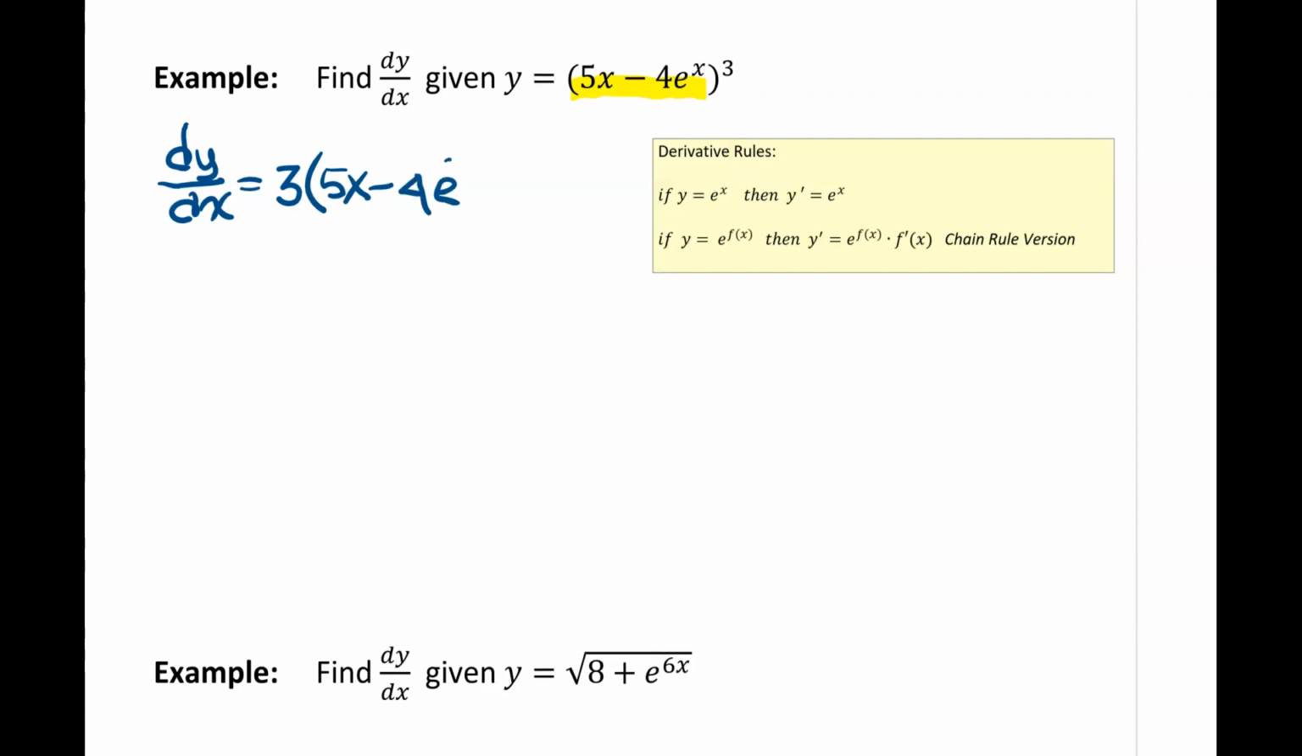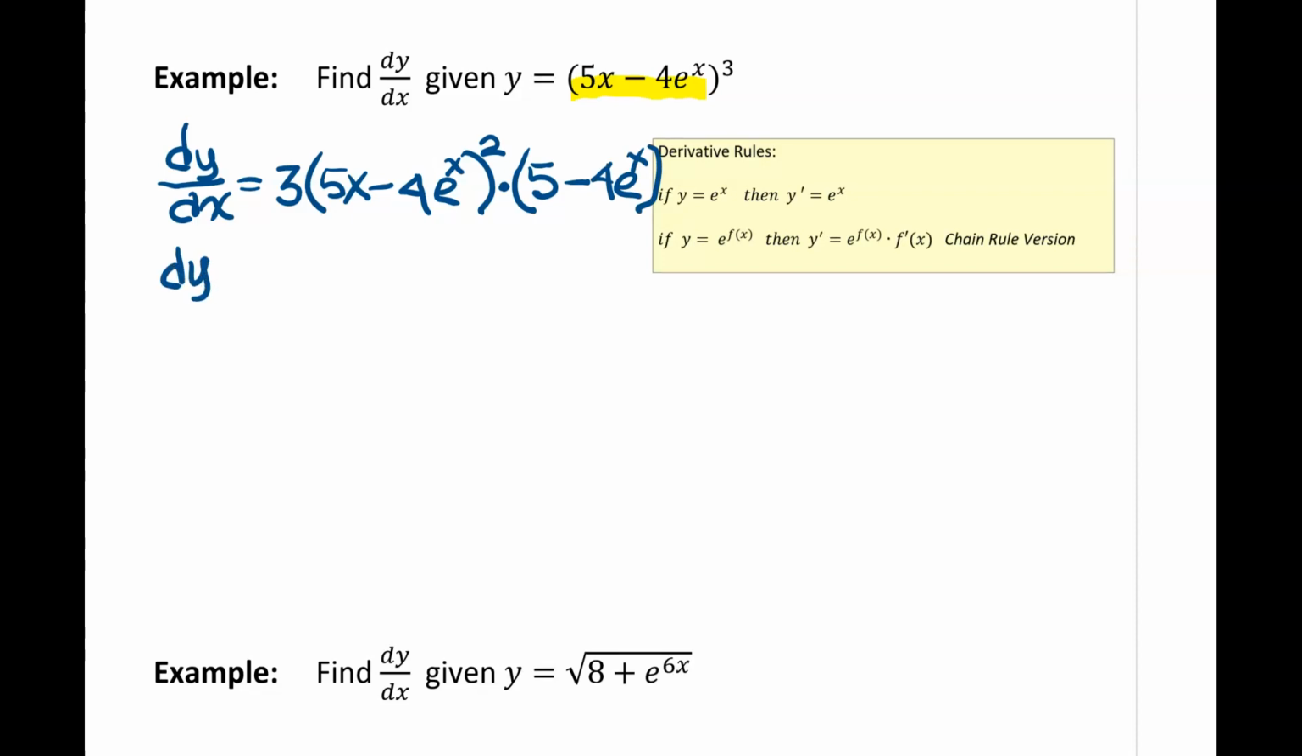We just rewrite it. We don't do anything with that. So 3, lower it to the front, lower the exponent by 1. Then multiply that by the derivative of the inside. So now what I'm going to do is do the derivative of 5x, which is 5, minus the derivative of 4e to the x, which is just 4e to the x. And again, I'm following these derivative rules here with the e to the x.